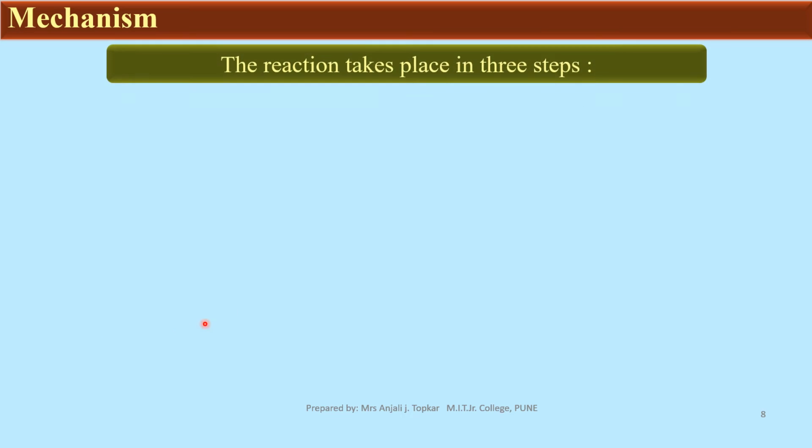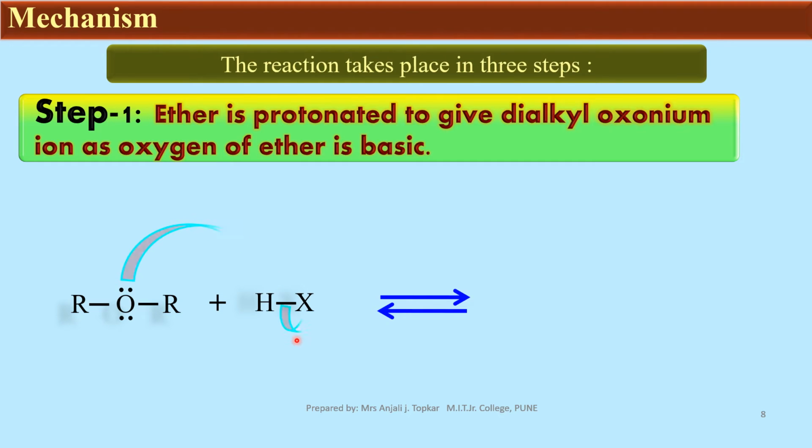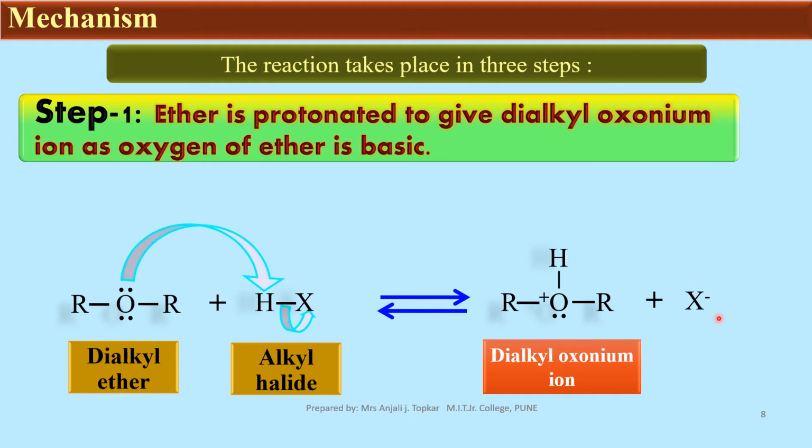It takes place in 3 steps. In the first step, ether is protonated to give dialkyl oxonium ion as oxygen of ether is basic. It carries 2 lone pairs, so it is basic. When it is treated with HX, that is hydrogen halide, we can see here ether is protonated and halide ion is removed. Protonated ether is said to be dialkyl oxonium ion.